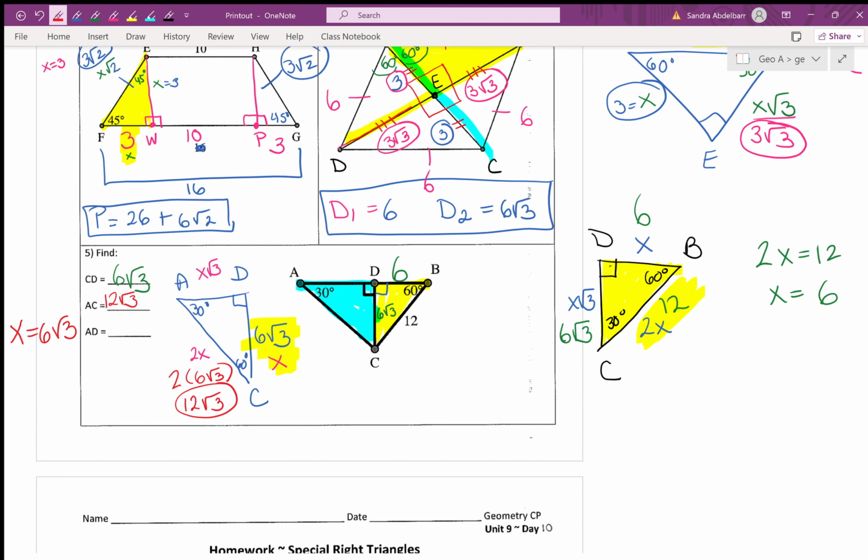But then they're asking us to find AD. Well, we're still in this triangle for AD. Isn't AD x root 3? Okay, now be very careful. This is x times root 3. But what is my x? My x is not 6. My x is 6 root 3. What is 6 root 3 times root 3? 18. That's 6 times 3, which is 18.